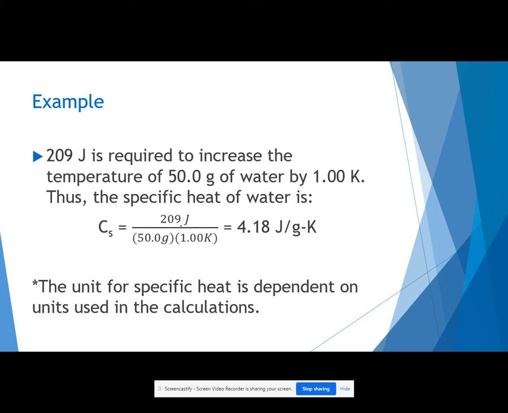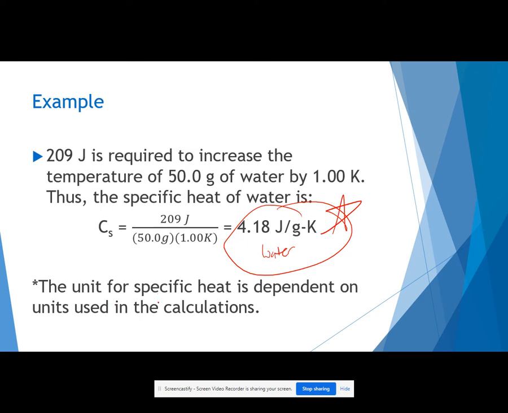So 209 divided by 50 is about 4.18 joules divided by grams times Kelvin. And this is actually the specific heat of water. So this is actually a very important number to write down. The specific heat of water is 4.18.